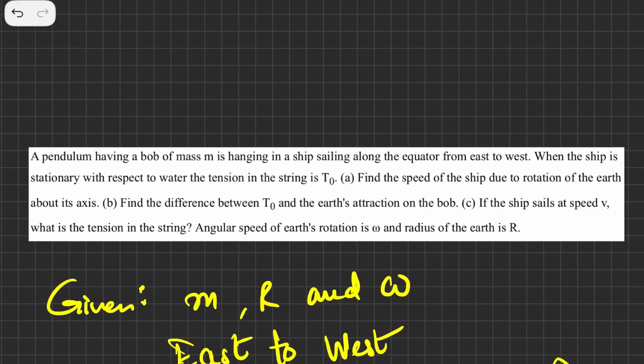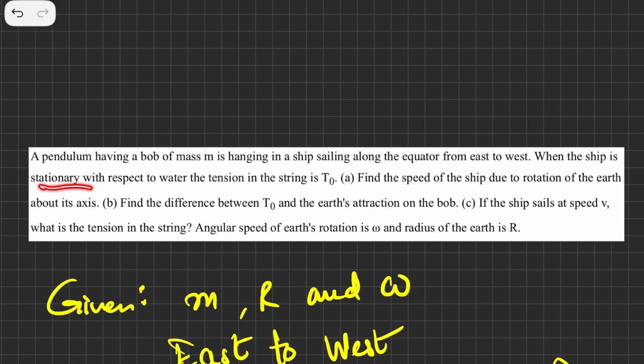So this is one of the doubts which has been asked by a physics enthusiast, a student of the subject, and you can pause the video and go through the question. It's a numerical from gravitation, and I'll just highlight what things are given. They have given a pendulum of mass m, hanging from a ship. It's along the equator, and the ship is aligned in the east to west direction.